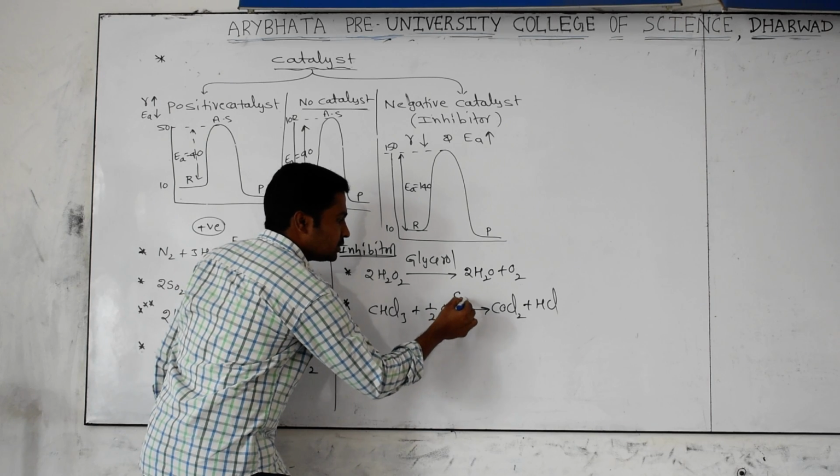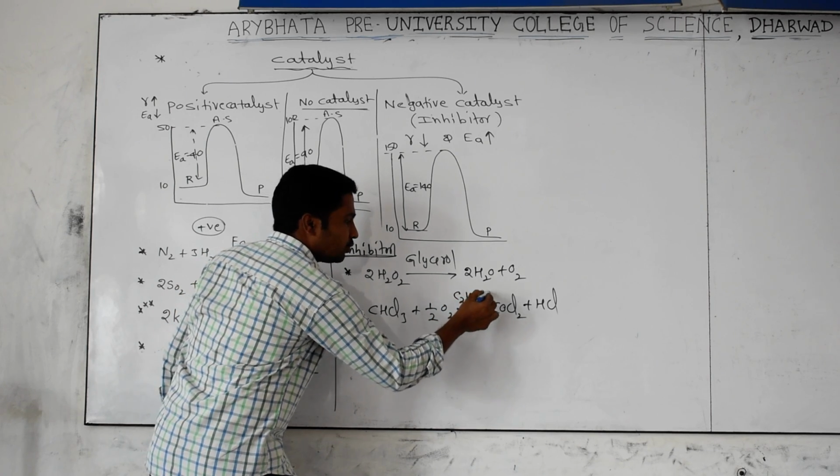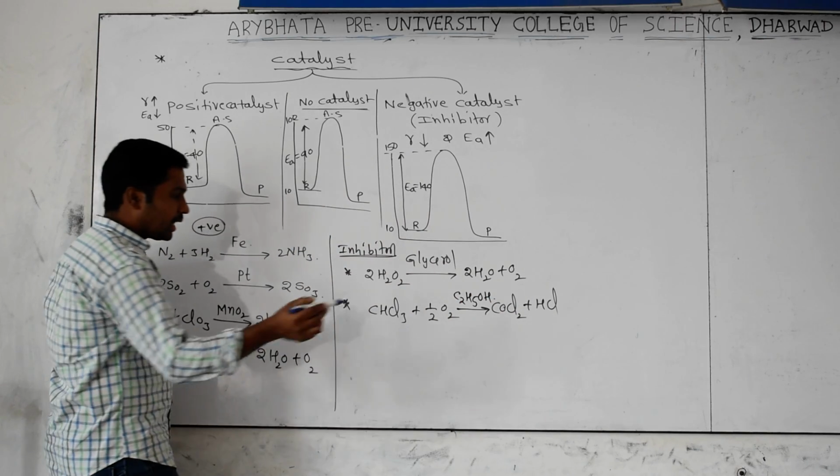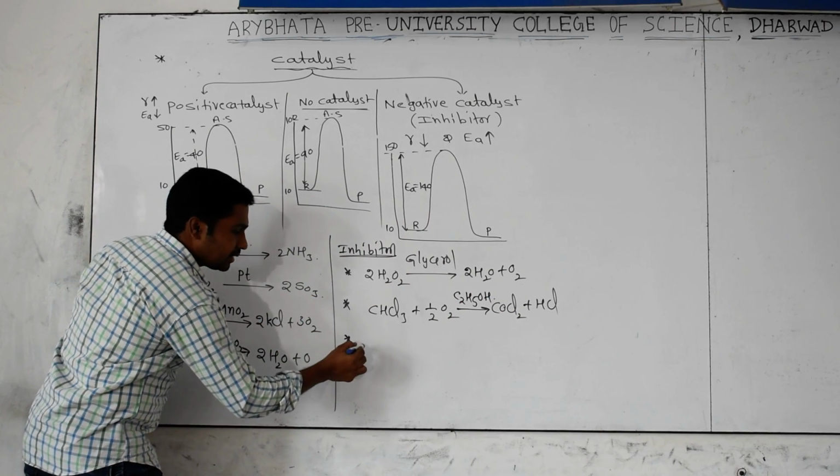That is C2H5OH we have to use. And I want to give one more example. It is which one?